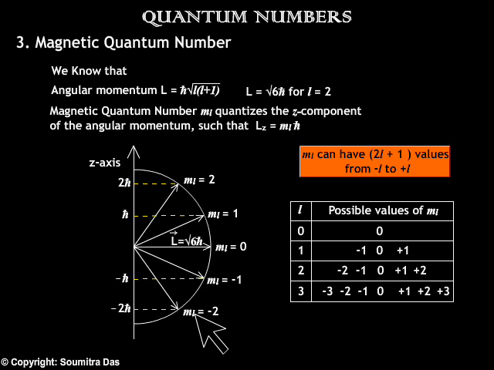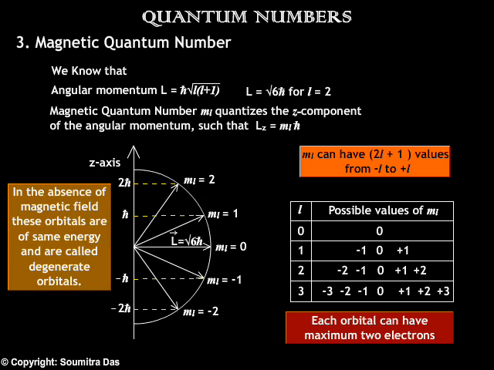Each spatially oriented path is called an orbital and can have maximum 2 electrons. In the absence of magnetic field, these orbitals are of same energy and are called degenerate orbitals.